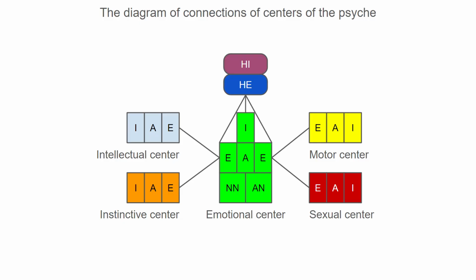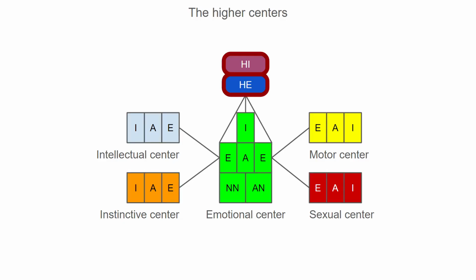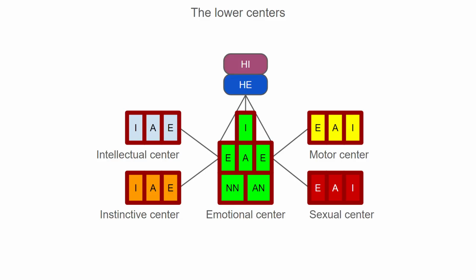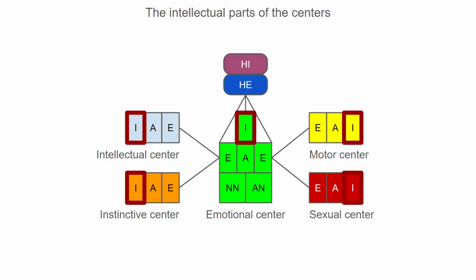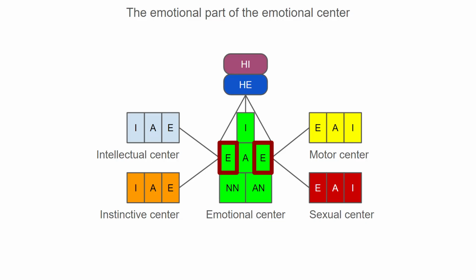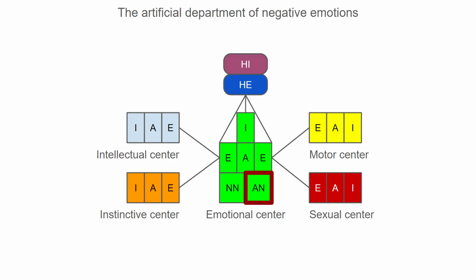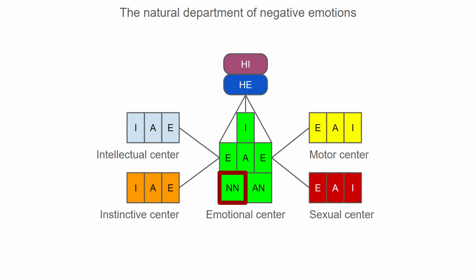It connects other centers in one way or another, creating various forms of consciousness. Each type of human activity requires a specific structure connecting the centers. The diagram shows the centers, 5 lower and 2 higher. In the lower centers, the letters show the parts of the centers. E is emotional, A is automatic, and I is intellectual. The emotional part of the emotional center has an artificial (AN) and natural (NN) department of negative emotions.